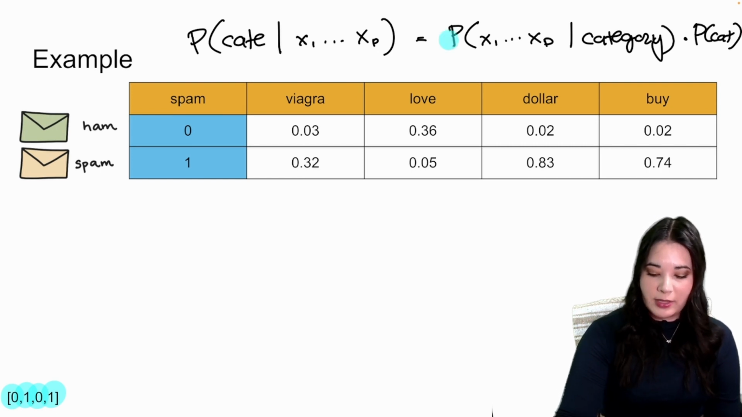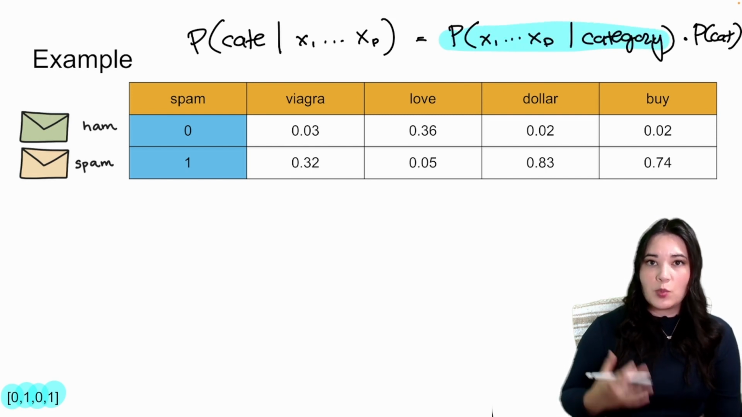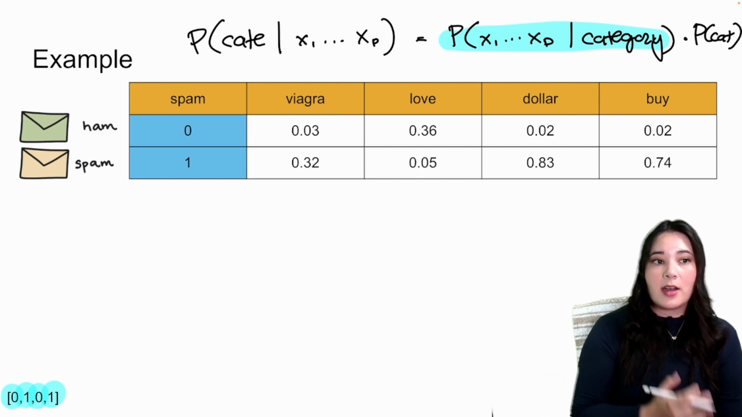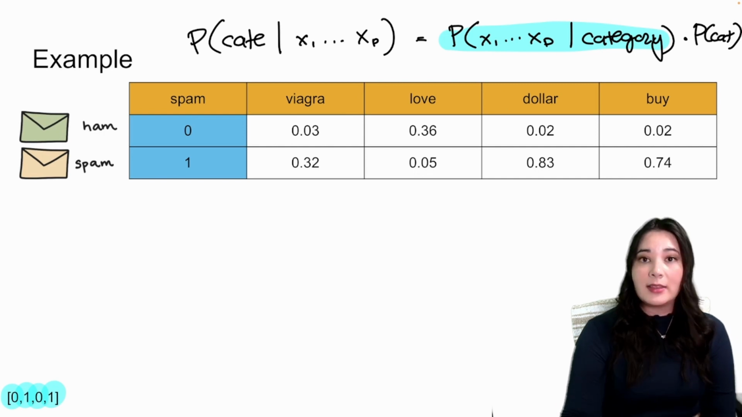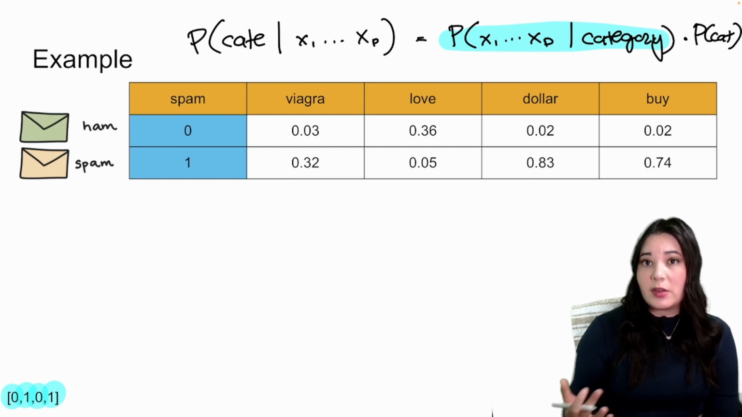First, we need to calculate this part. This is saying, given each of our categories, what is the probability of seeing an email like this one that does not say Viagra, says love, does not say dollar, and says buy? Let's look at the ham case first. So for a ham email, what is the likelihood of seeing an email like this?